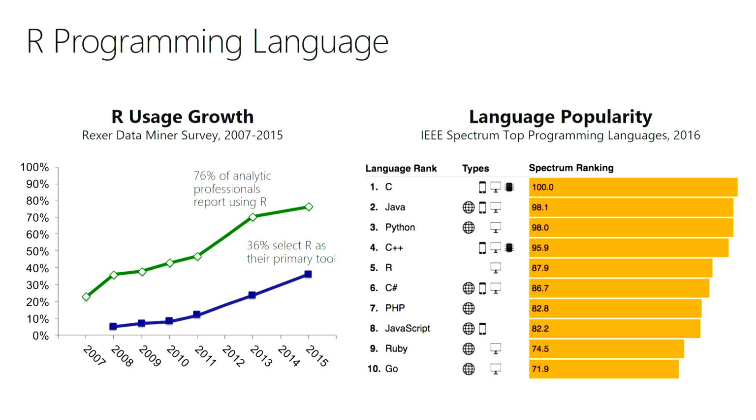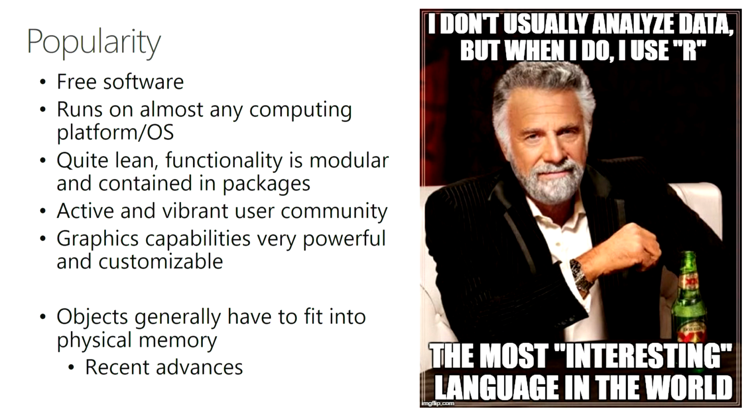And R is even becoming popular in a programming language survey, not even about statistics and machine learning, but just popularity in general. Now, why has it become so popular? I like this quote: "I don't usually analyze data, but when I do, I use R." It's the most interesting language in the world. So R, it's free, it's open source, it runs on almost any computing platform. Its functionality is really modular, it's contained in packages. It's really become a really vibrant user community and really powerful graphics that you can do.